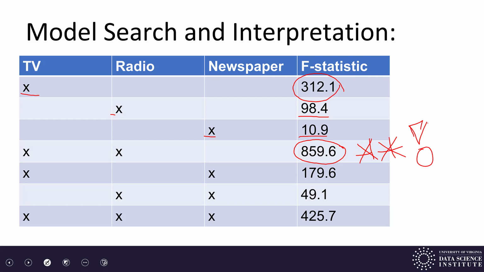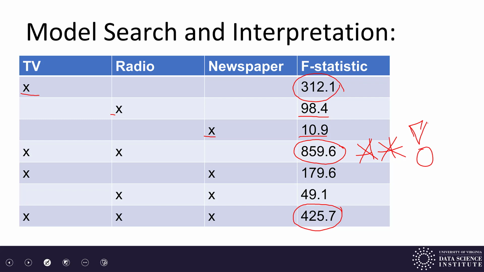It's important to note that when we do the full model, we still get a fairly high F statistic, 425. So including the newspaper, while it's lower than an F statistic for the TV and radio model, is not a terrible F statistic, and it's better than the TV alone. So that still tells us that maybe there's something important that involves that newspaper.